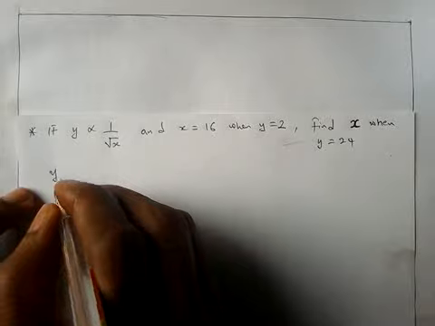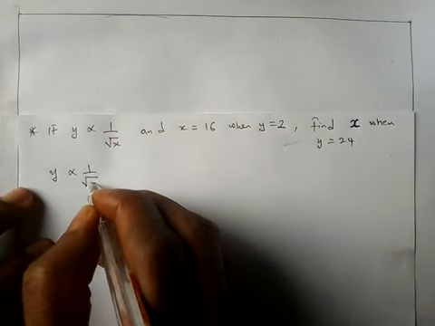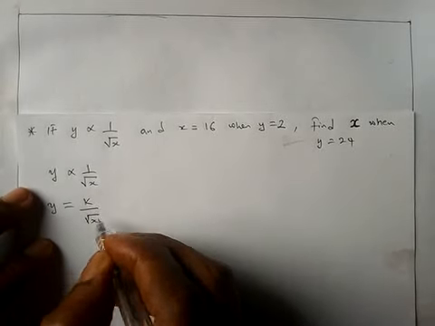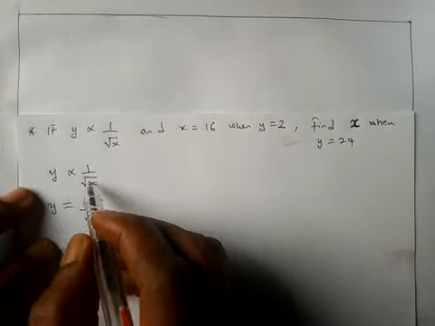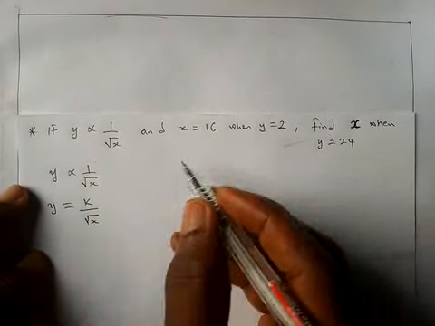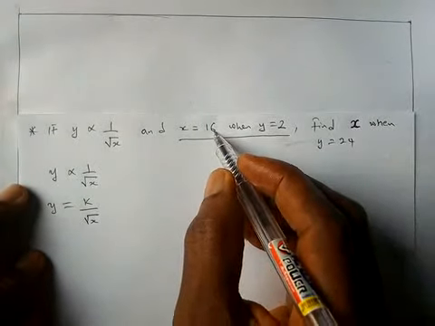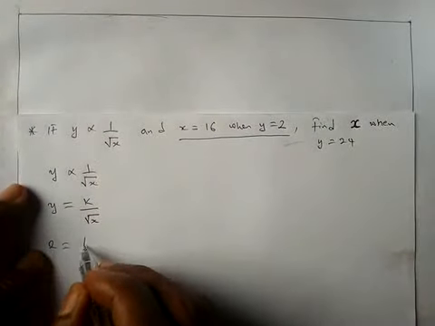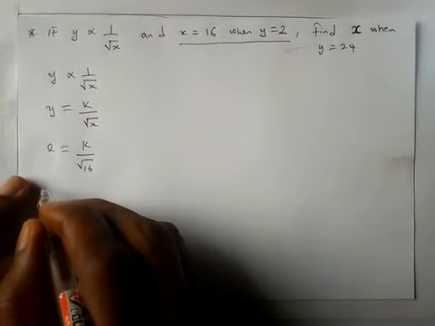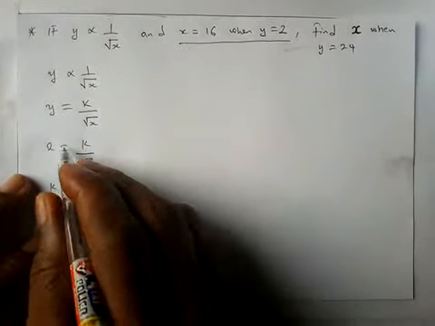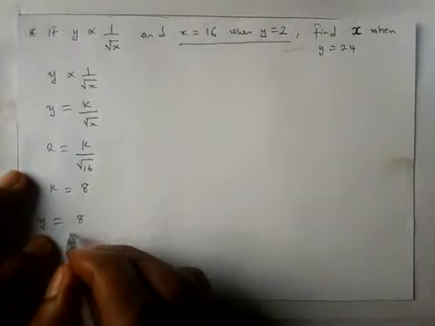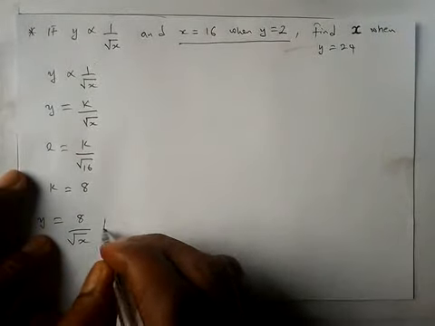So y varies inversely as the square root of x. Y is equal to k over square root of x. Okay, then to get constant k, we need to introduce these values. When x is 16, y is 2, so put 2 for y is equal to k over square root of 16. This is 4, so k is what? It means k is 2 times 4, and that is 8. So y is equal to 8 over square root of x. This is the relationship.